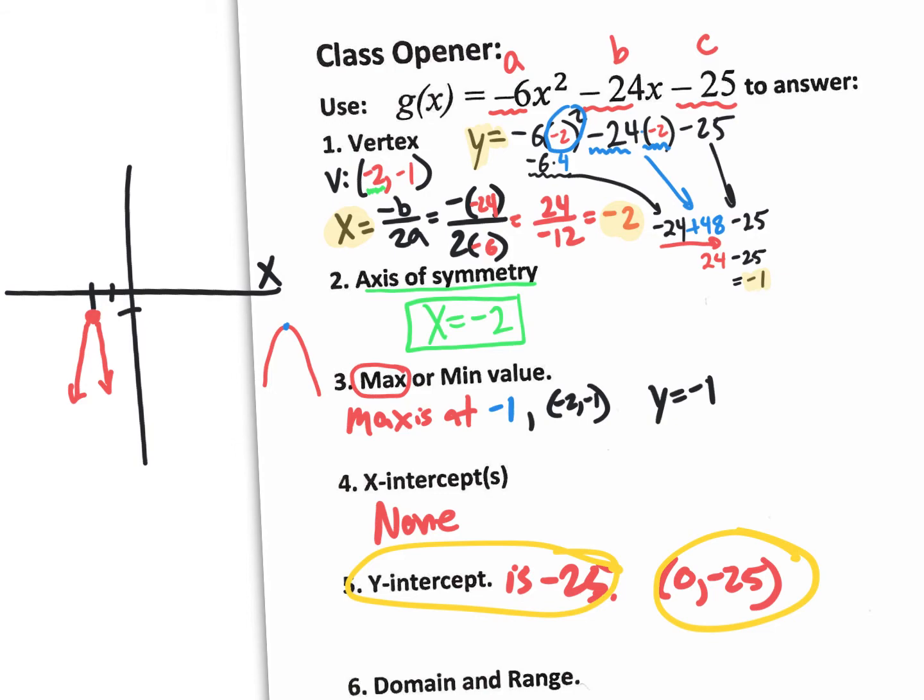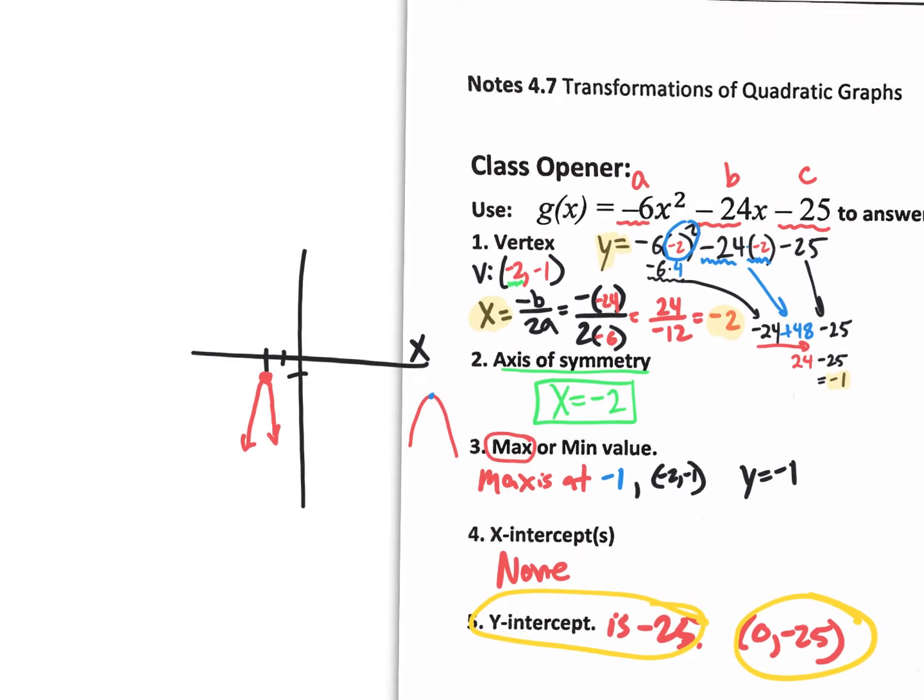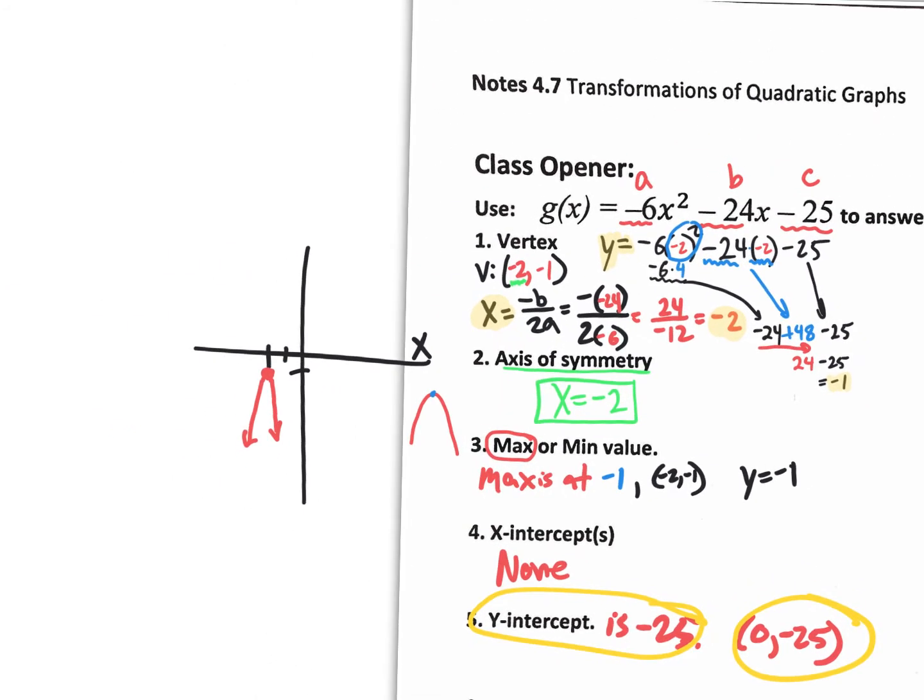Now, it's important to mention that the y-intercept is ridiculously easy when you have it in standard form. But if you have it in vertex form, let's say you had y equals -6 parentheses x minus 2 squared plus 5, your y-intercept will not be 5. It's only when you have it in standard form that your last number will be your y-intercept.